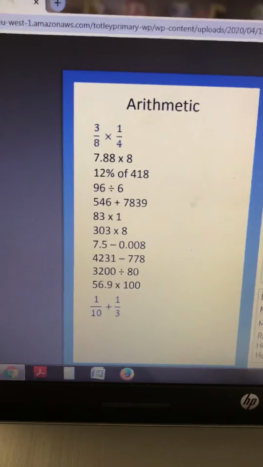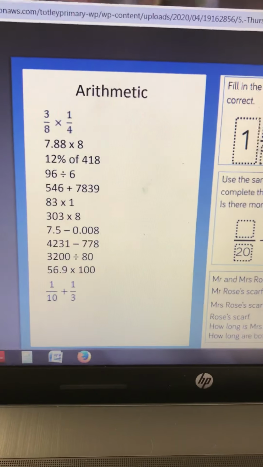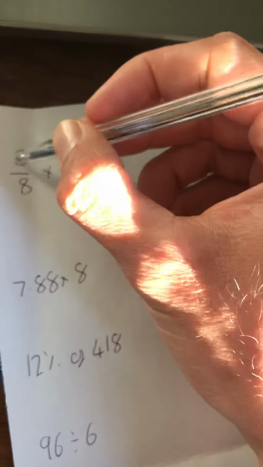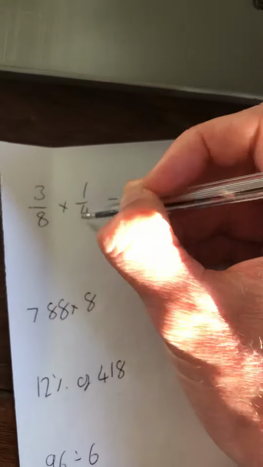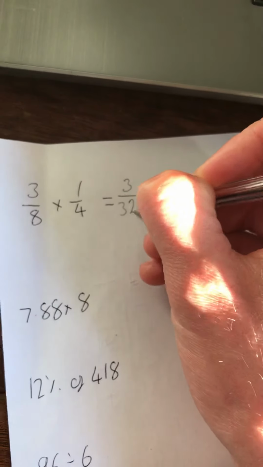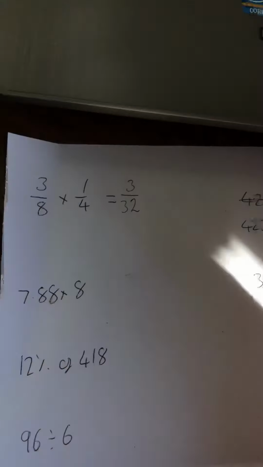Let's crack on with arithmetic. First off, we have 3/8 multiplied by 1/4. So multiplication just needs times across. 3 times 1 is 3. 4 times 8 or 8 times 4 is 32. And I'm done with my answer. No common factors to simplify.